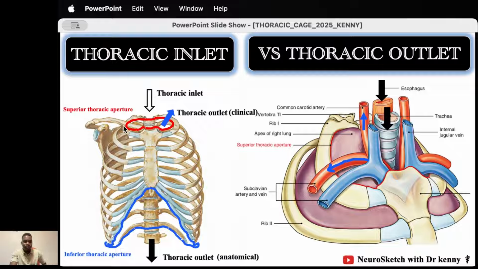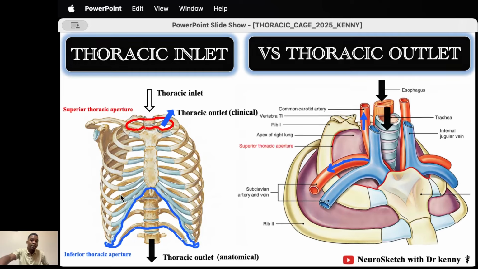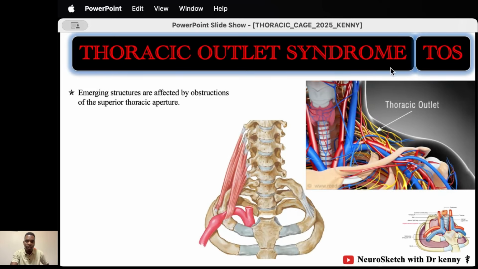Having known that the superior thoracic aperture could act as thoracic outlet, let's now discuss the thoracic outlet syndrome. The thoracic outlet syndrome is a syndrome that is led by compression of the structures that are passing through the superior thoracic aperture. Even though the word thoracic refers to the thoracic location, the compression, the obstruction, is not happening around the thoracic aperture, but somewhere away, as you're moving away from the root of the neck.